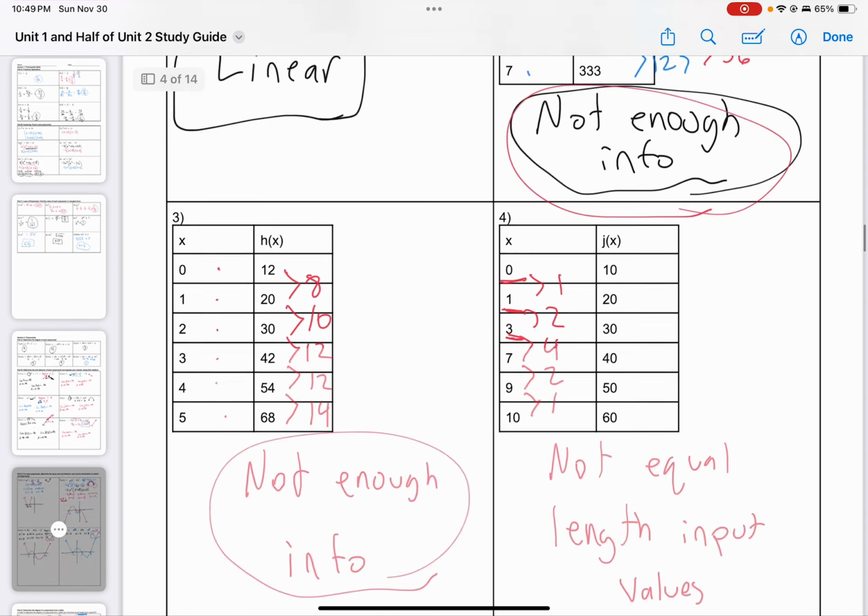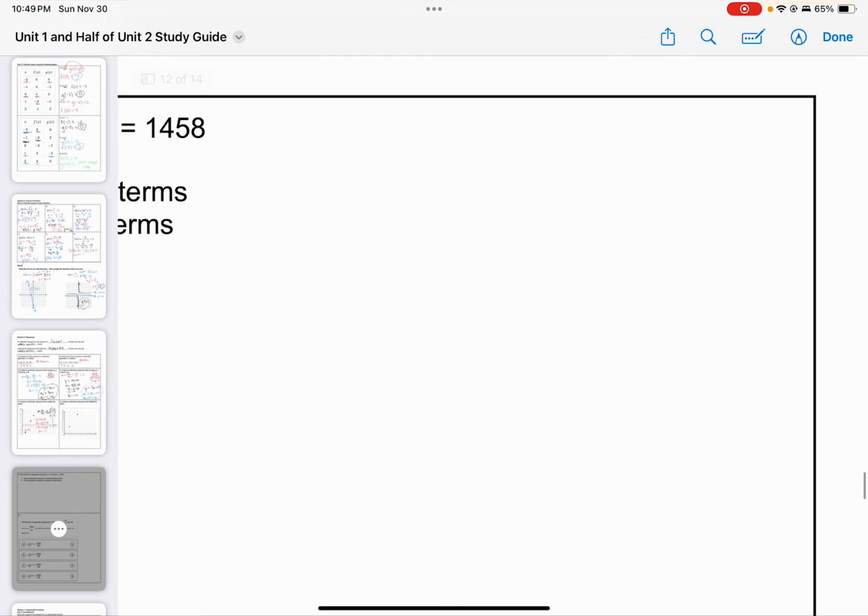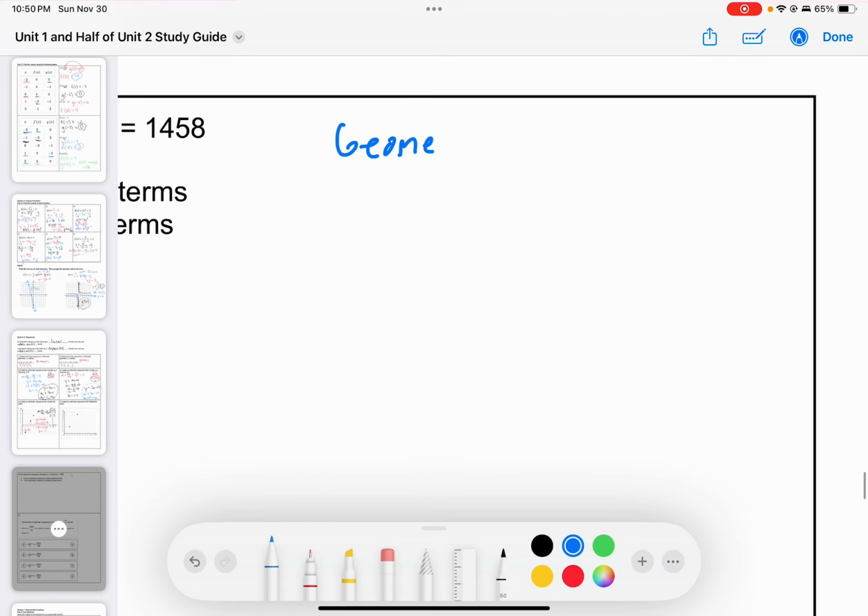I just glitched. Are you kidding me? Hopefully you guys saved all of that, because it's all going to be gone. We're focusing on the geometric now. This is annoying.